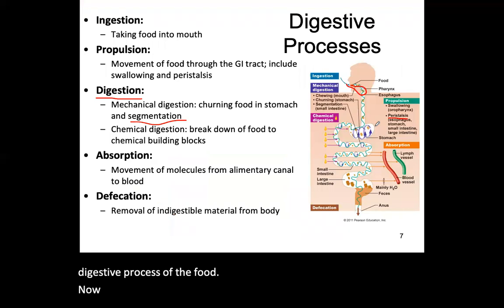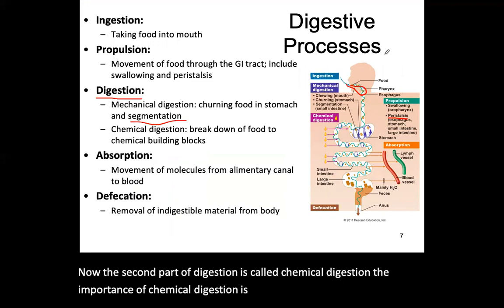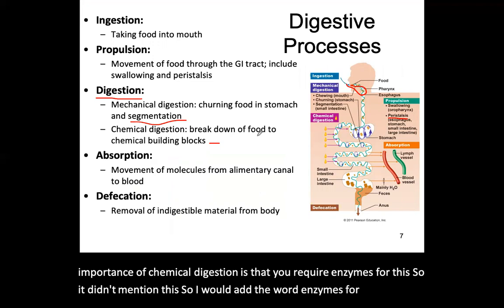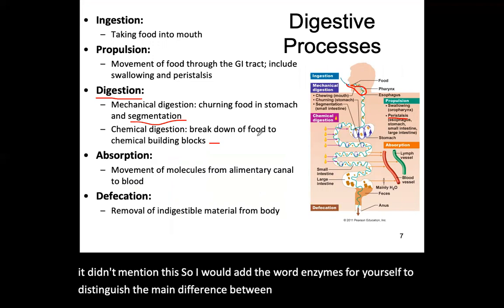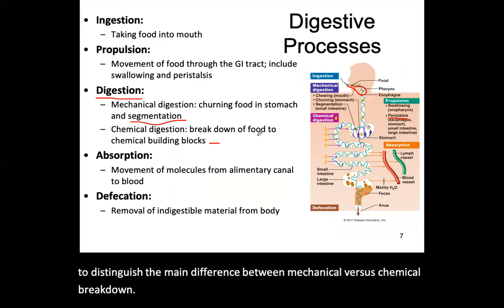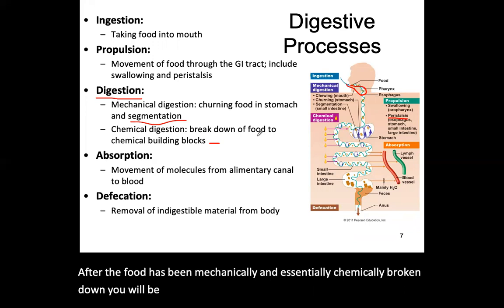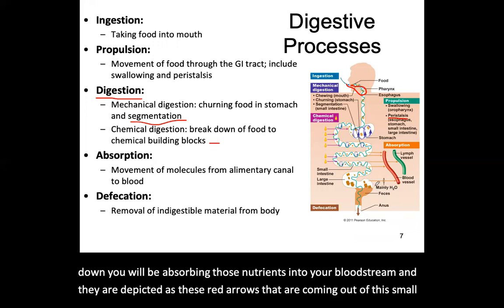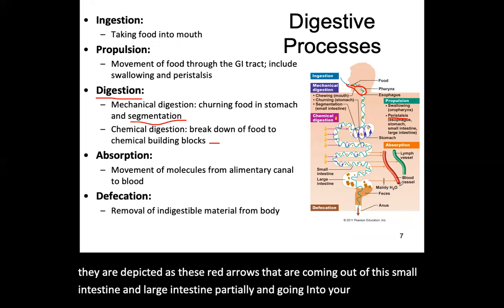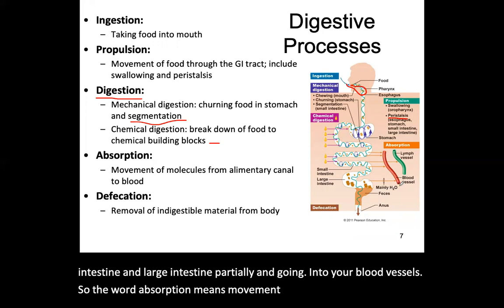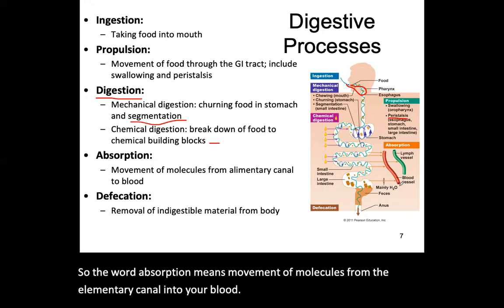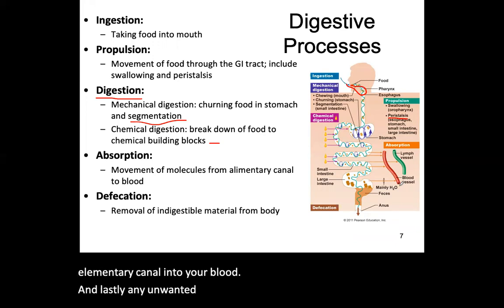Now, the second part of digestion is called chemical digestion. The importance of chemical digestion is that you require enzymes for this. It didn't mention this, so I would add the word enzymes for yourself to distinguish the main difference between mechanical versus chemical breakdown. After the food has been mechanically and chemically broken down, you will be absorbing those nutrients into your bloodstream. They are depicted as these red arrows coming out of the small intestine and partially the large intestine and going into your blood vessels. The word absorption means movement of molecules from the alimentary canal into your blood. And lastly, any unwanted material is removed through the process of defecation.